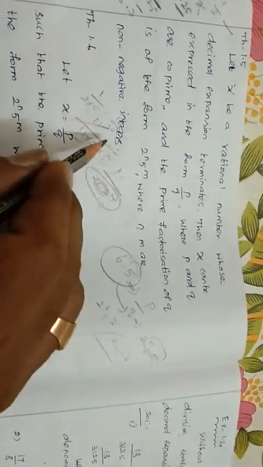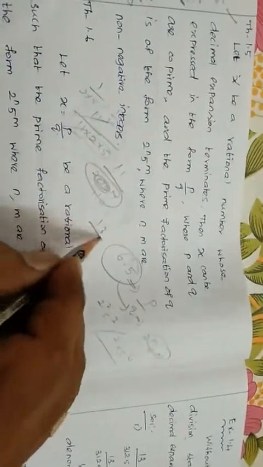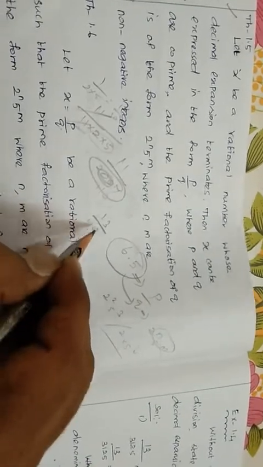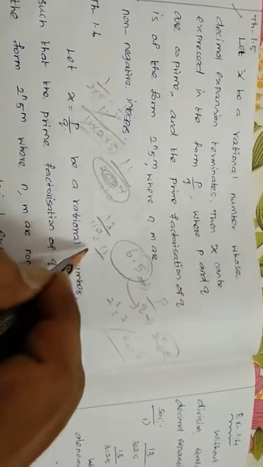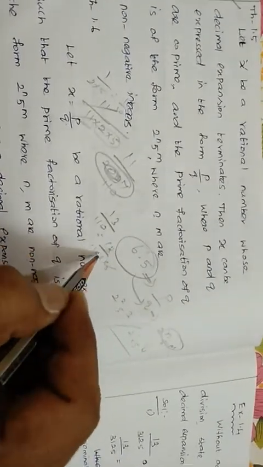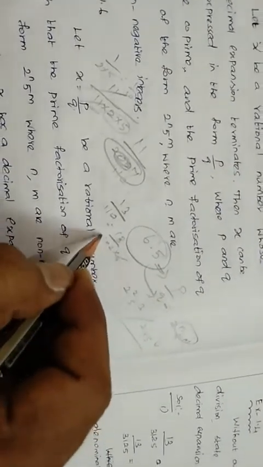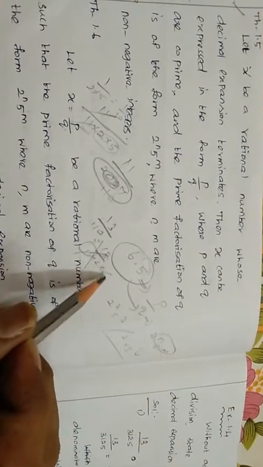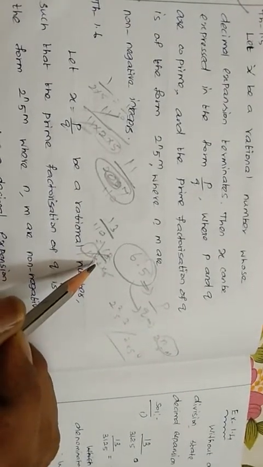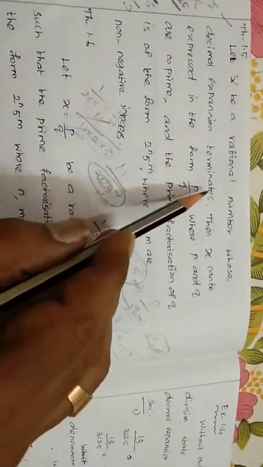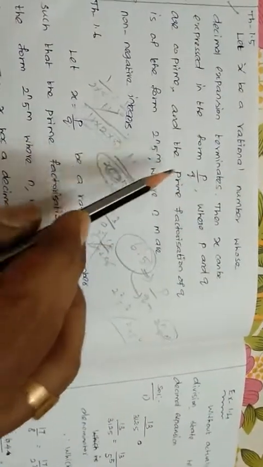This is the terminating expansion. But 13 divided by 110. So 13 divided by 11 into 2 into 5. Now in the denominator, other than 2 and 5 we have 11. So definitely this is non-terminating. That is, other than 2 and 5 you have some number. So if it terminates, that q is only of the form 2 power n, 5 power m. This is the meaning of this theorem, right?